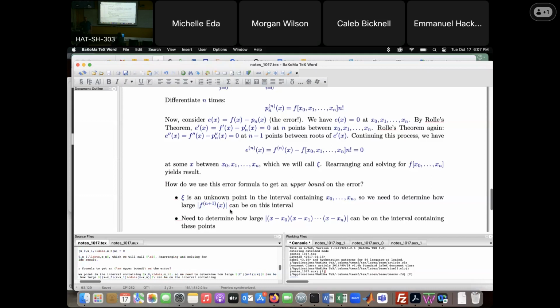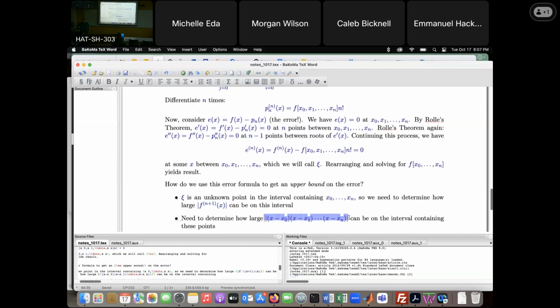For some functions, that's not a big deal. For instance, if it's a sine or cosine, then you know it can't be bigger than 1. Or if it's a function that's always increasing, like e to the x, you can use that to get upper bounds. But other times it could be a pain. But that's a key ingredient: how large can this derivative be?